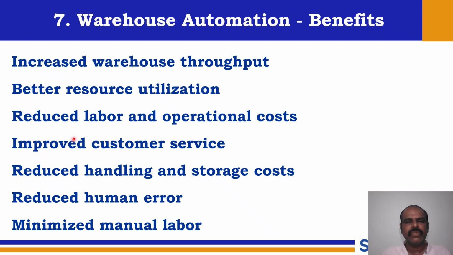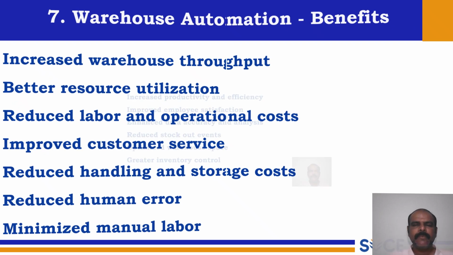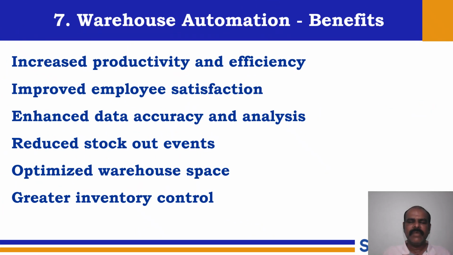So increased warehouse throughput, better resource utilization, reduced labor and operational cost, improved customer service, reduced handling and storage cost, reduced human error, minimized manual labor. These are the visible, tangible benefits we can obtain the moment we adopt warehouse automation. So the first thing is the direct benefits we can tap. Indirectly there are so many things. Just to prioritize, these are the important benefits. And now the list goes on.